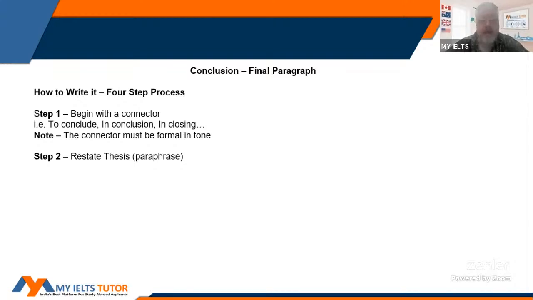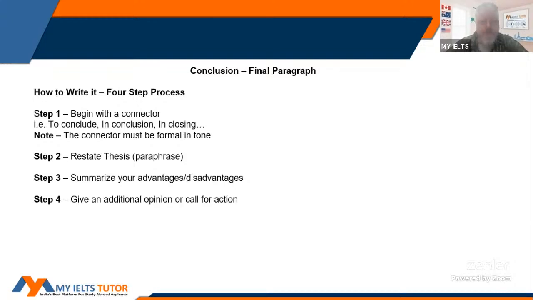Next, we want to restate our thesis. We want to paraphrase it. We don't want to restate it word for word from how we stated it in our introduction. In step 3, you want to summarize the points. So you want to summarize the problems and solutions. Sorry about that, editing mistake. And then step 4, you want to give an additional opinion or call for action, okay?